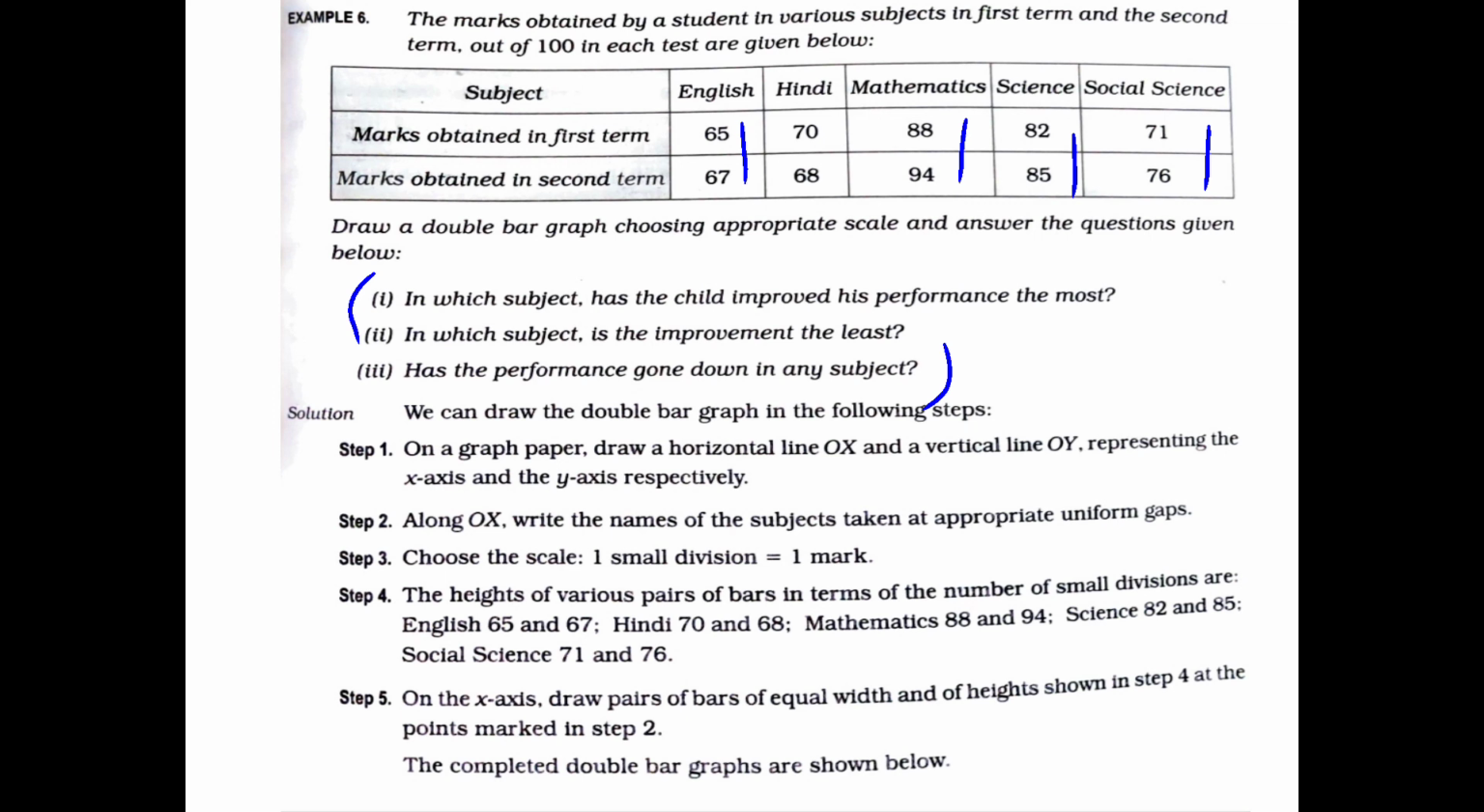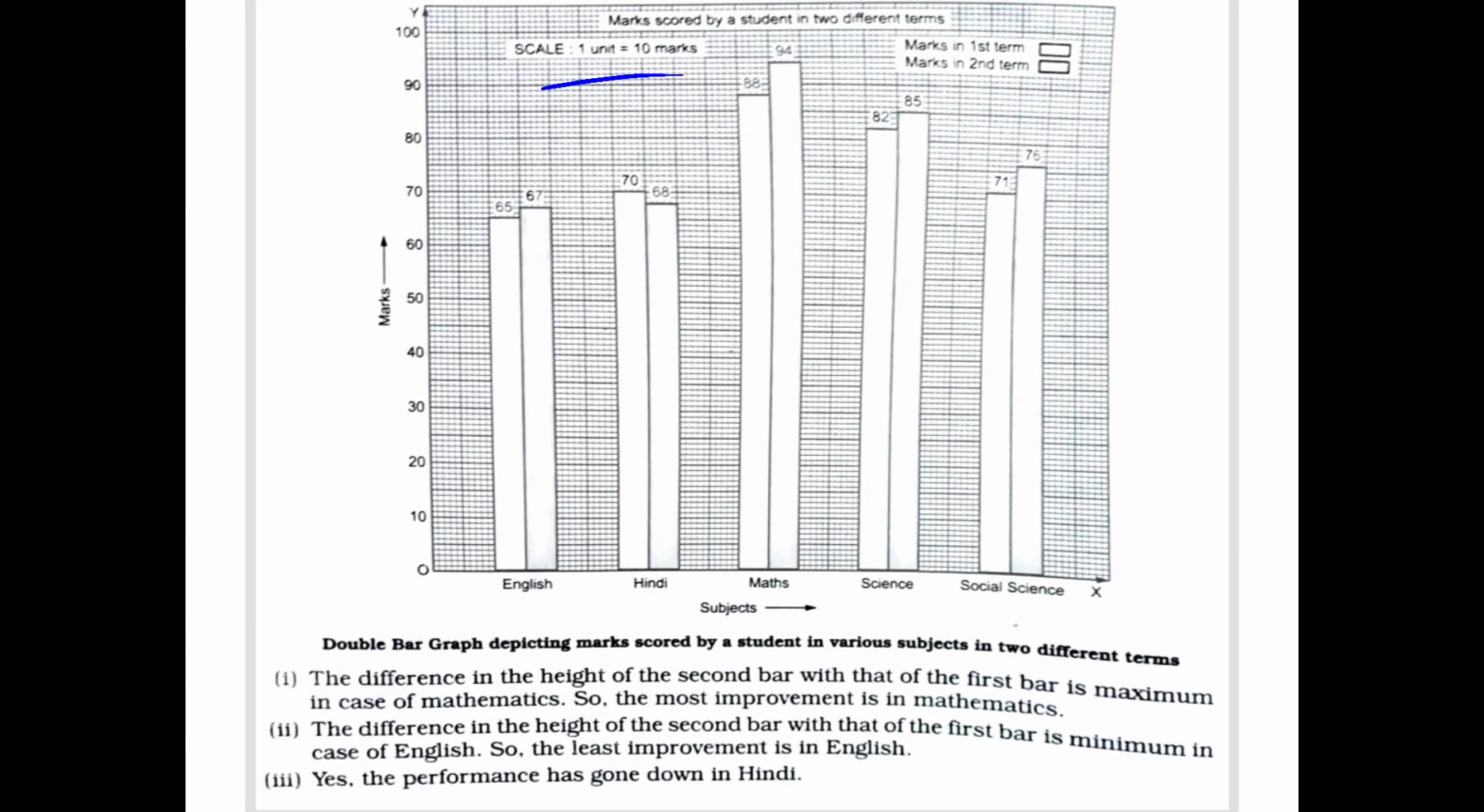Has the performance gone down in any subject? Yes, only in Hindi has the performance gone down, because in the first term it was 70 and in the second term 68. Okay, so this is the answer. The difference in the height of the second bar from the first bar is maximum in Mathematics, which is the most improvement, and the least improvement is in English. The performance has gone down in Hindi. So these are the answers, children.